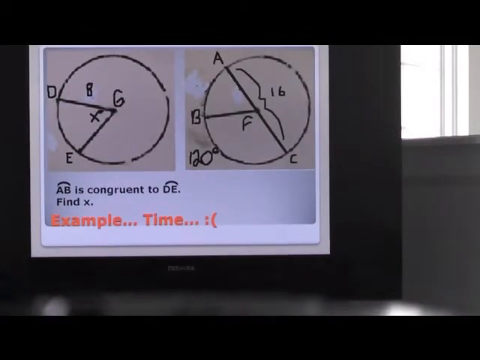Arc AD is congruent to arc DE. Find x. Because we know that the arcs are congruent, we also know that their central angles are congruent. So angle AFB is also x. And it is supplementary to angle BFC. So you would take 180 minus 120 to find 60 degrees, so x equals 60 degrees.